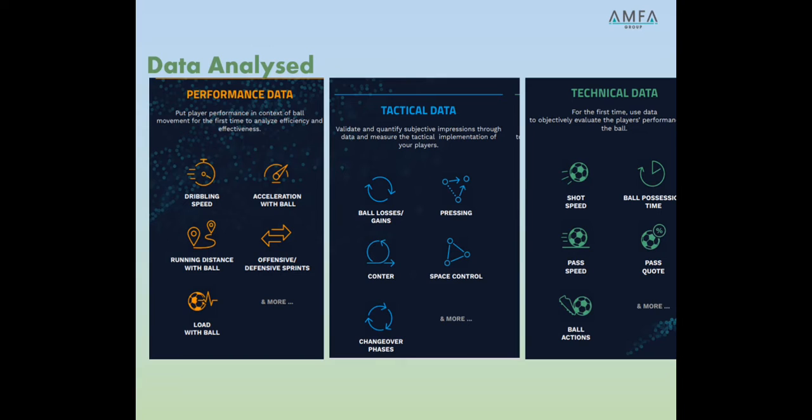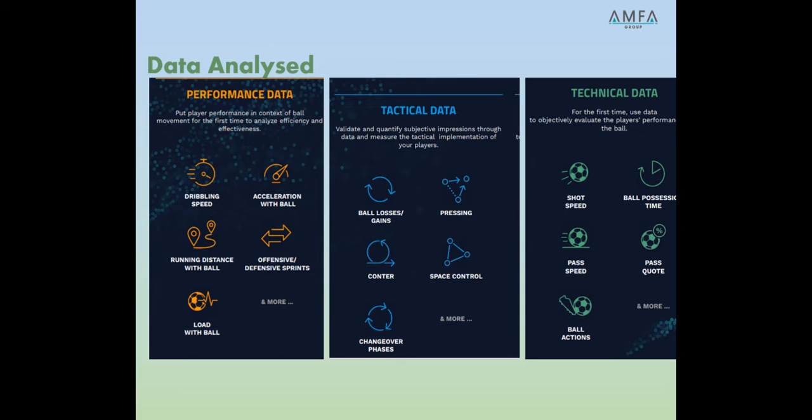What is the dribbling speed of a particular player? It can be captured from the sensor in the ball. What is the acceleration, the rate of velocity, of the ball? And what is the running distance with the ball when a player is running with it? And whether the players are doing offensive or defensive sprints, are they attacking or going into a defensive mode, we can see and analyze from the data.